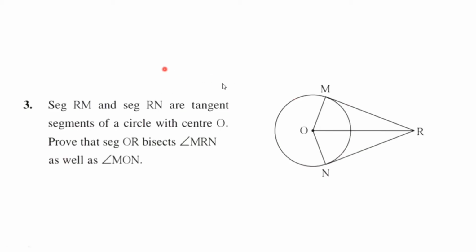Now let us consider the next problem. Again, the diagram is given, and in that segment RM and segment RN are tangent segments of a circle with center O.